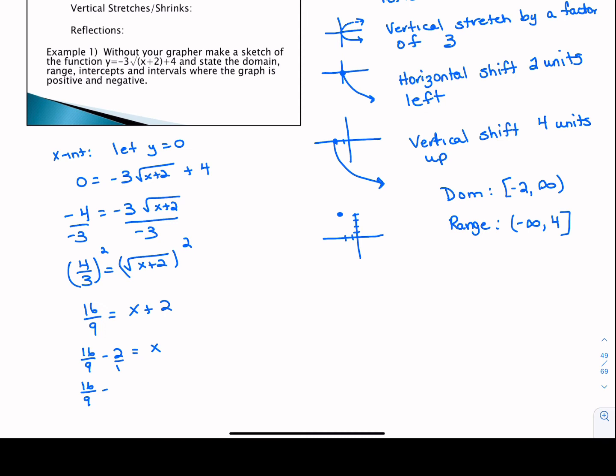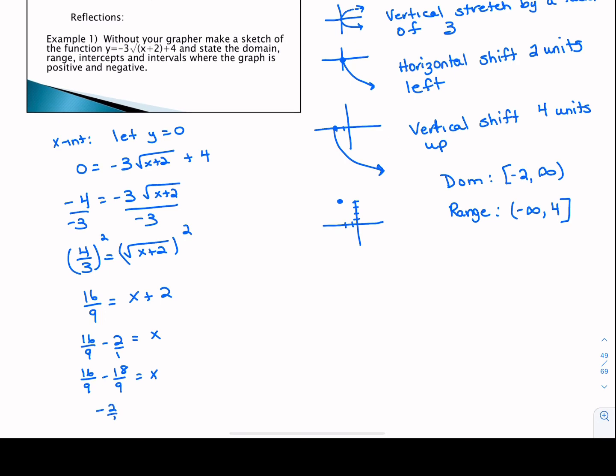So 2 times 9 is going to give us 18 over 9, and we know that's equivalent to 2 over 1. So now 16 take away 18 is going to be negative 2/9. So when I make my sketch, I know this graph is going to cross that x-axis at roughly negative 2/9. So it's going to look something like this. So your x-intercept, and I can document this now, our x-intercept is at the location of negative 2/9, 0 for an xy ordered pair.